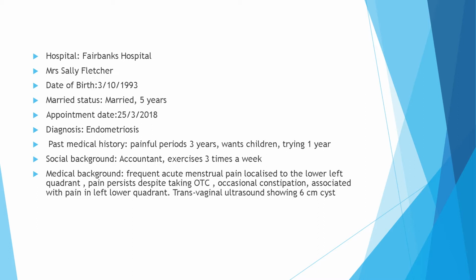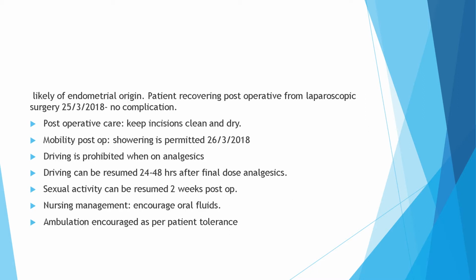The medical background: frequent acute menstrual pain, localized to the lower left quadrant. Pain persists despite taking over-the-counter medication. She has occasional constipation associated with pain in the lower left quadrant. Transvaginal ultrasound showed a 6 cm cyst, likely of endometrial origin. Patient recovering post-operative from laparoscopic surgery on the same date.